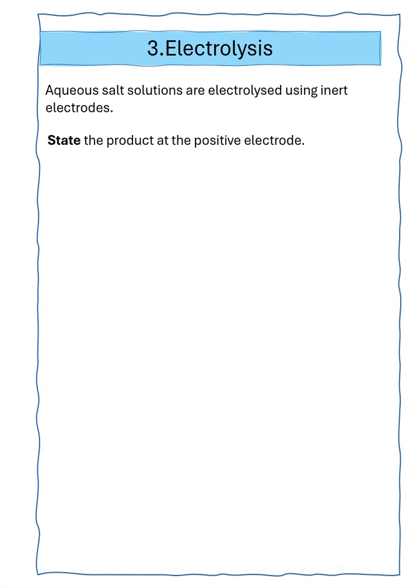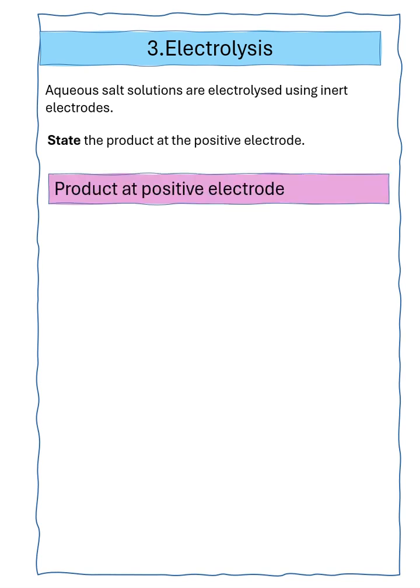Question 3 about electrolysis says state the product at the positive electrode. We're carrying out electrolysis of aqueous salt solutions, and we're interested in the products at the positive electrode. So it's going to be the negative ions in solution that are attracted to the positive electrode. Remember, the rules are if the negative ion is in group 7, then we get the group 7 element formed at the positive electrode. If it's not in group 7, then we get oxygen formed at the positive electrode.